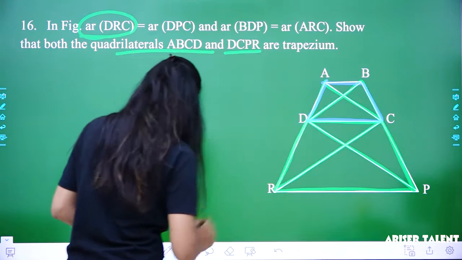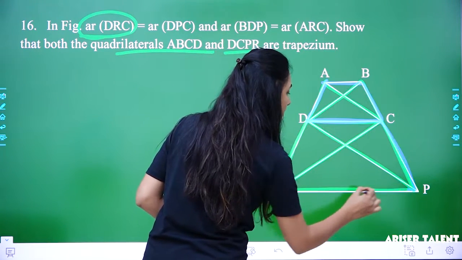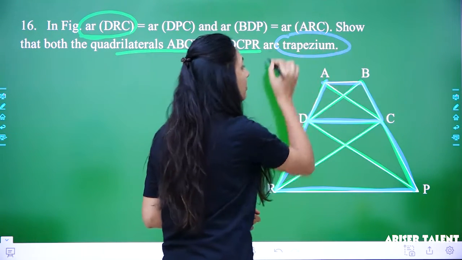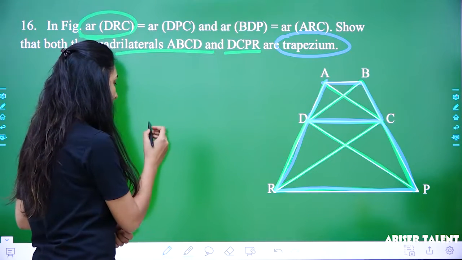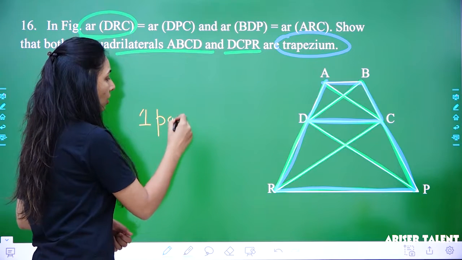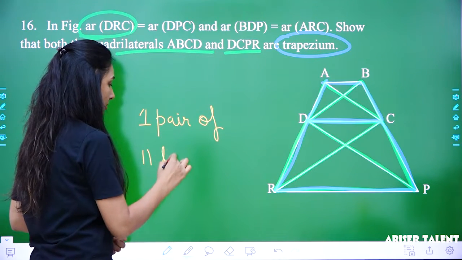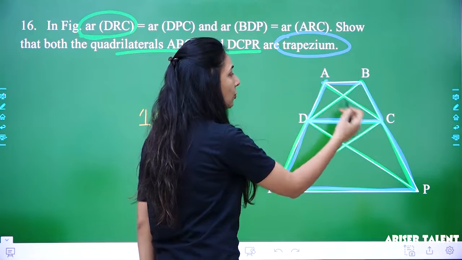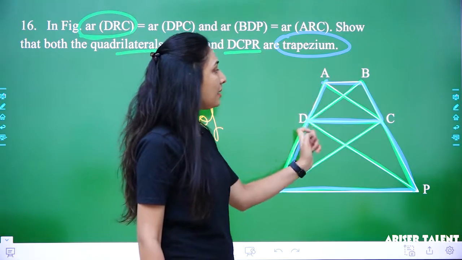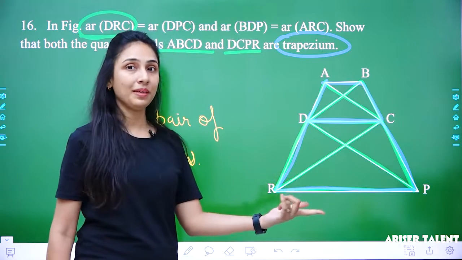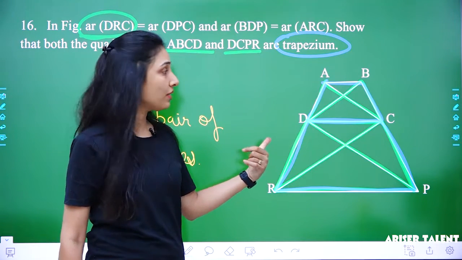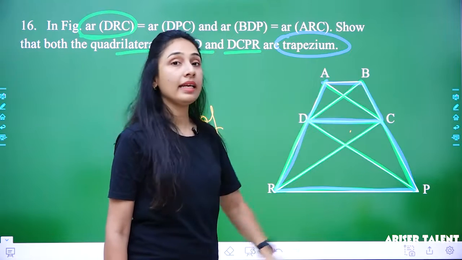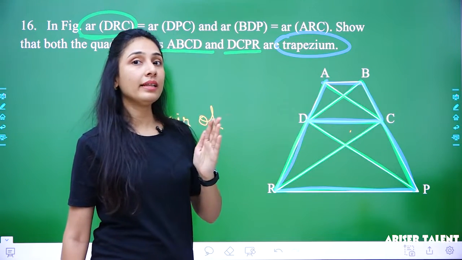Should I use a different color here? DCPR. These two quadrilaterals are what? Trapeziums. In order to prove that they are trapeziums, we need to prove that trapeziums have one pair of parallel lines. These are easily visible: AD and BC are not going to be parallel. AB and DC, maybe, maybe not. DC and RP, maybe, maybe not. So in the previous question, these lines were given parallel to us and we had to prove that these particular areas are equal to each other. Okay, so we are going to try the reverse process of it.